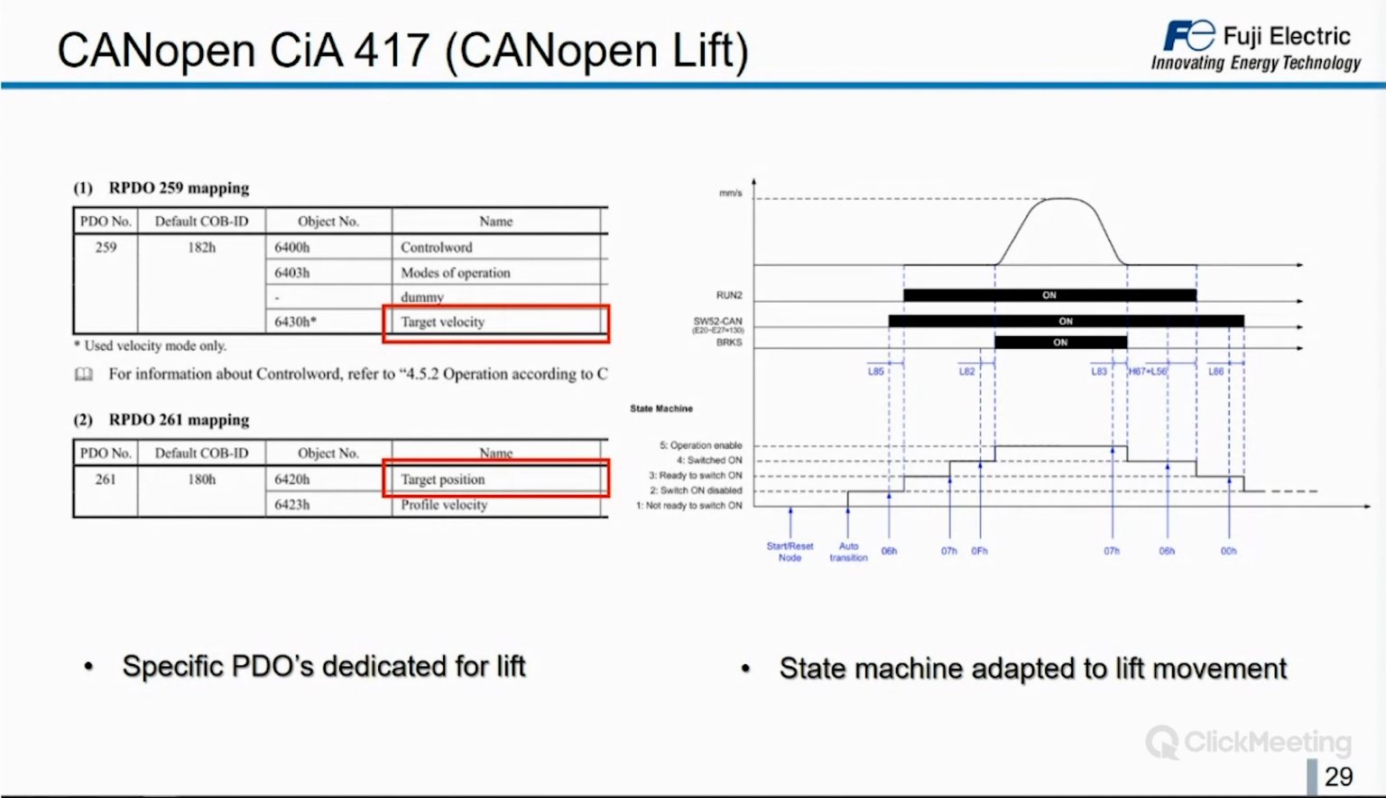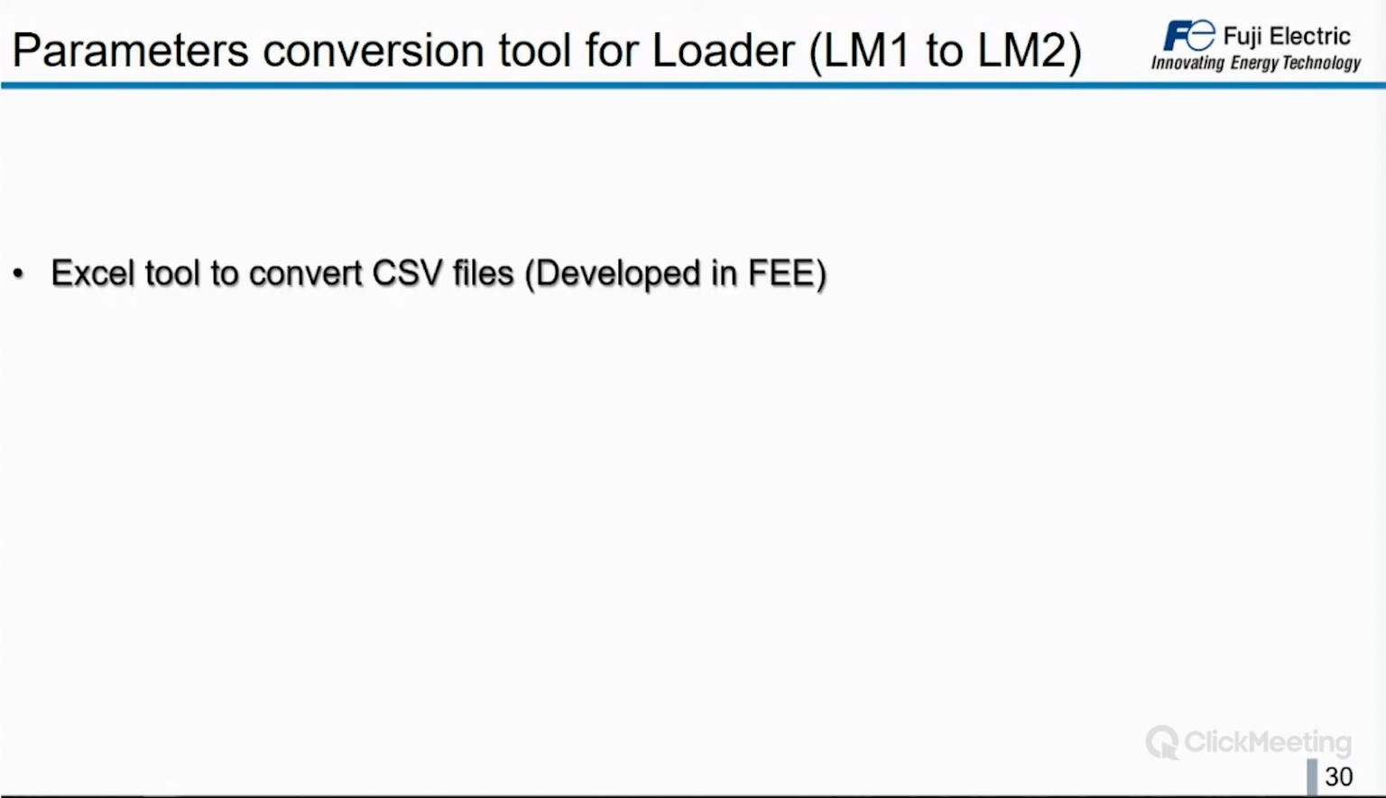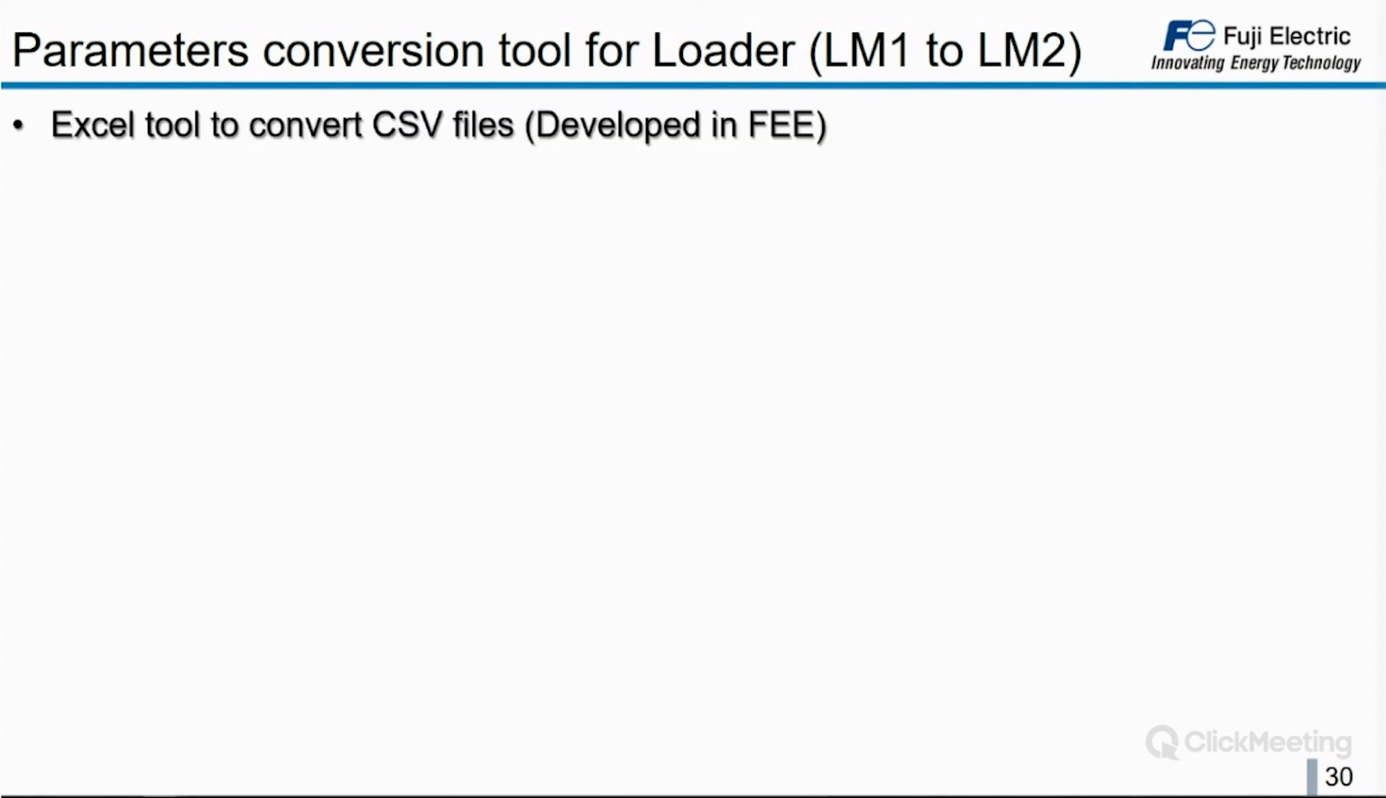Okay. Good. I see no questions so far, so let me continue, but please feel free to ask any question if you feel like. And the last function we are going to speak about today is the parameters conversion tool for loader. Okay, as mentioned before, here in Europe we have developed an Excel tool which converts CSV files generated by loader software from LM1 to LM2.